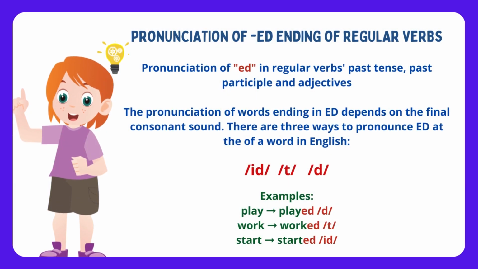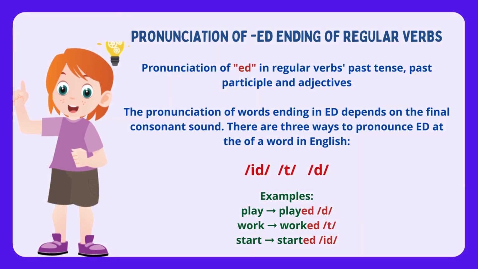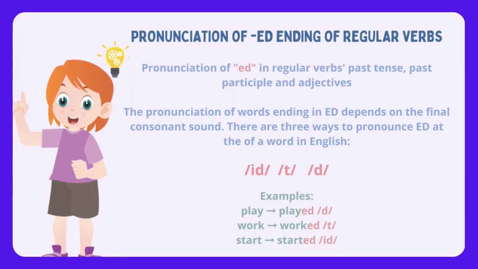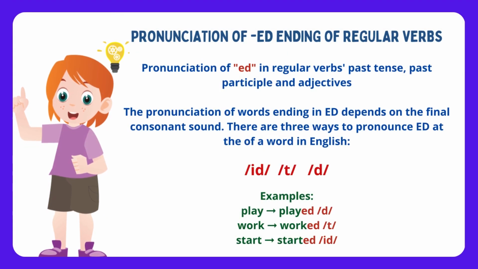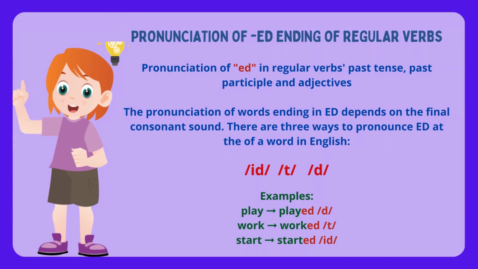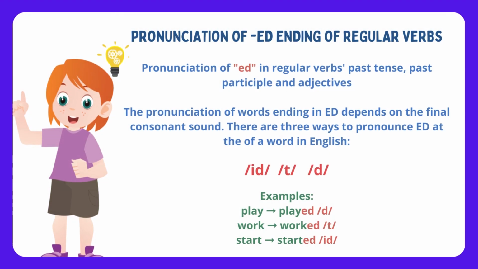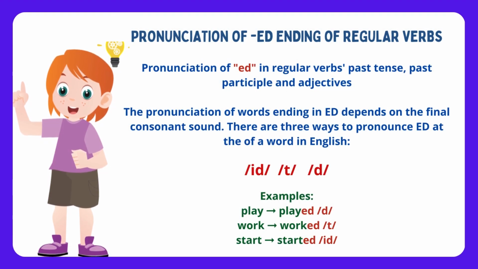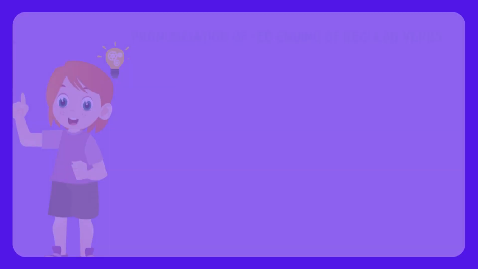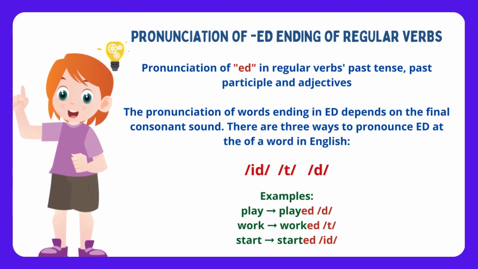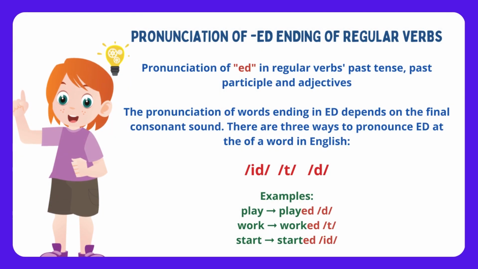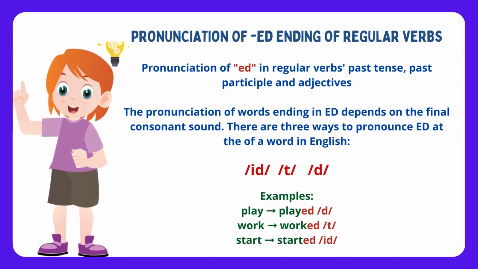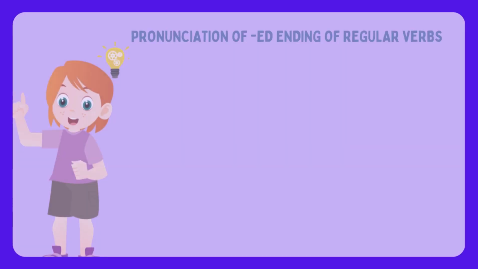Pronunciation of ed ending of regular verbs. Pronunciation of ed in regular verbs past tense, past participle and adjectives. The pronunciation of words ending in ed depends on the final consonant sound. There are 3 ways to pronounce ed at the end of a word in English: id, t, d. Examples: play, played, d. Work, worked, t. Start, started, id.